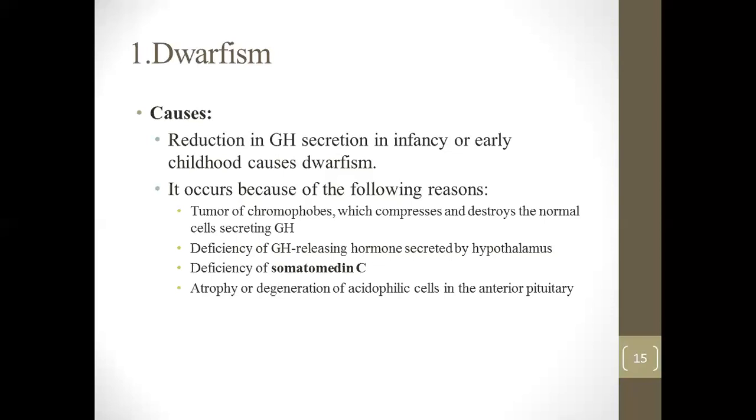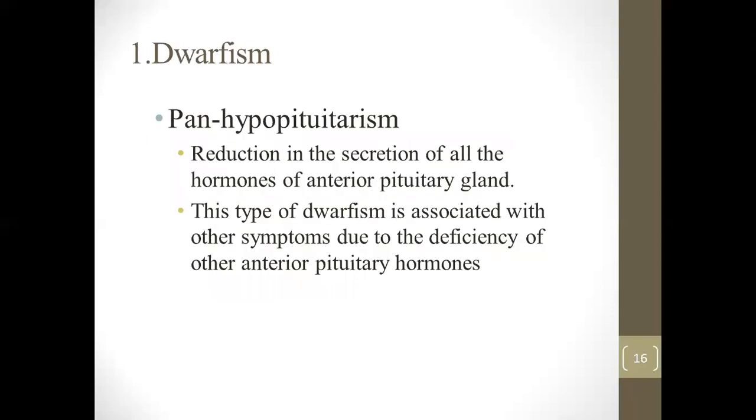So in this slide, we will study the four features and four causes of the dwarfism. The tumor of the chromophore cell, which compresses the acidophilic cell, and the destruction of the cell will cause the deficiency in the secretion of the growth hormone. Then second will be the deficiency of the growth hormone releasing hormone from the hypothalamus. The third will be the deficiency of the somatomedin C, which is secreted from the liver when the growth hormone acts on the liver, and this deficiency may be due to the liver damage and other factors. Atrophy or degeneration of the acidophilic cell in the anterior pituitary. The acidophilic cell in the anterior pituitary may be damaged.